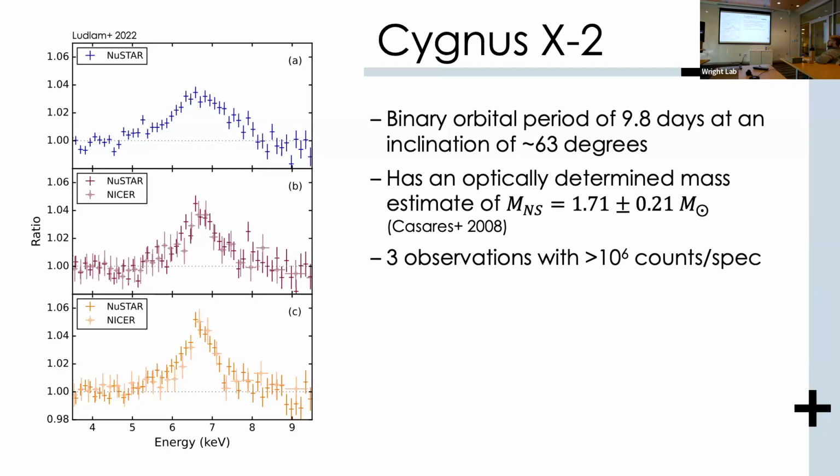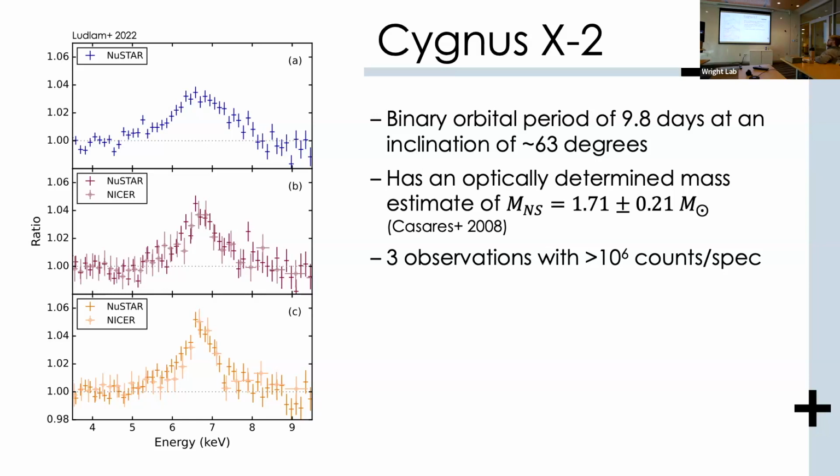So because of its inclination, we see periodic dips in the optical light curve. And from that, you can measure the Keplerian parameters and determine the mass of the neutron star. So this has a known mass of about 1.7 plus or minus 0.2 solar masses. So since it already has a mass, it makes a good candidate for going and getting complementary radius constraints. So what we did is NuSTAR observed the object on 3 different occasions, 2 of which we had complementary data from NICER to really get better statistics in the iron band.